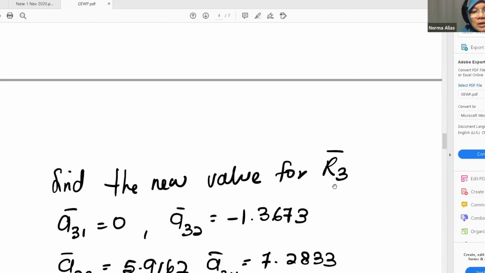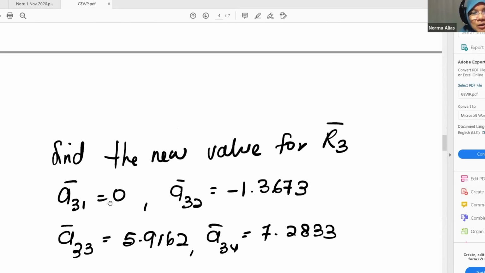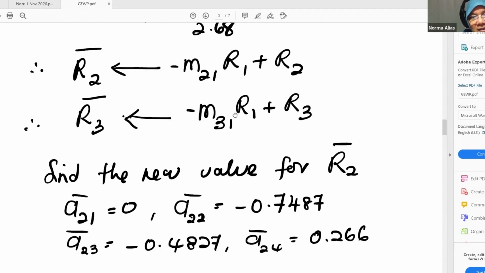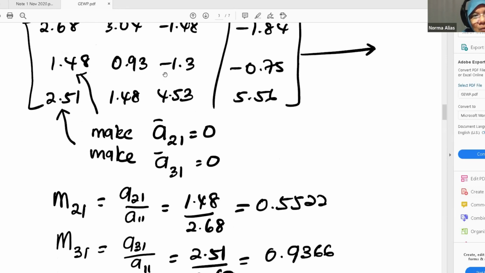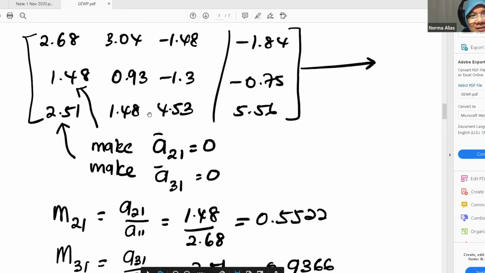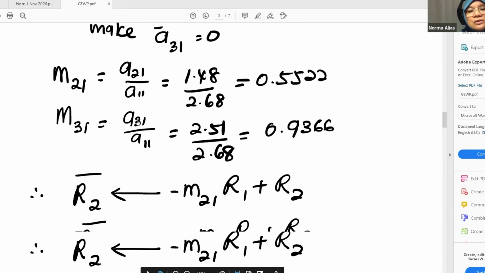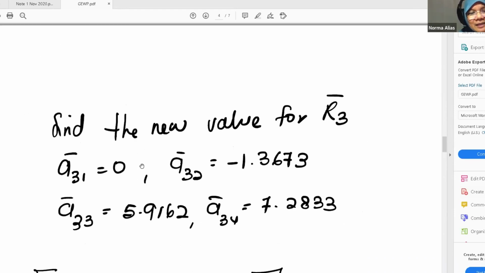So now, how to get a new row 3? All right, you know that A31 is always 0. A32, come on, we go to the formula. A32 is negative 0.9366 times R1. R1, where is R1? Okay, is 3.04 plus R3. R3 is 1.48. So you will get A32 is negative 1.3673.